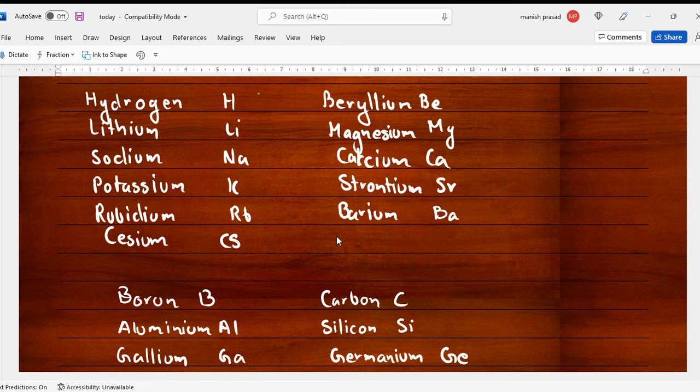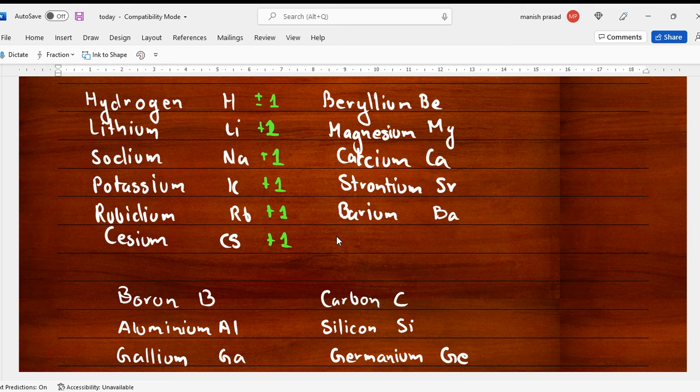Now, the valency of hydrogen can be either plus one or minus one. If it is plus one, it is known as a hydrogen, but if it is minus one, it is known as a hydride. The way we wrote the valencies, I wrote it for you in such a way that all the one valency comes together.